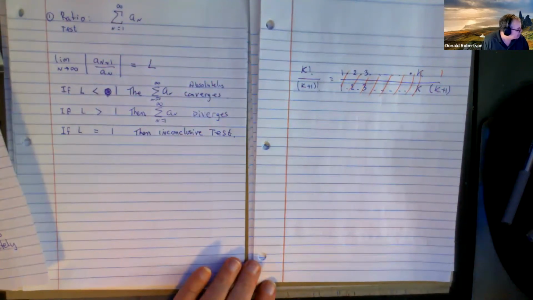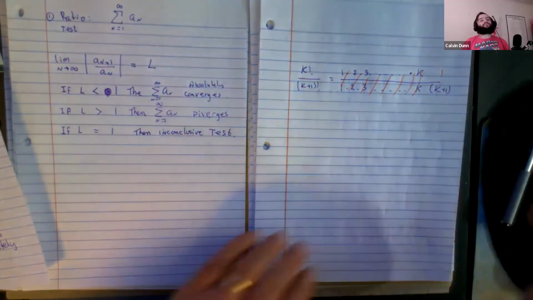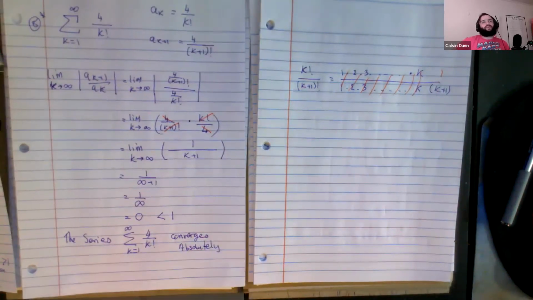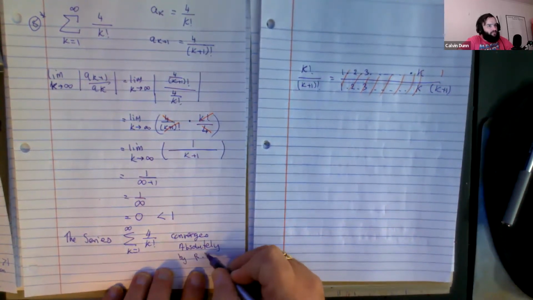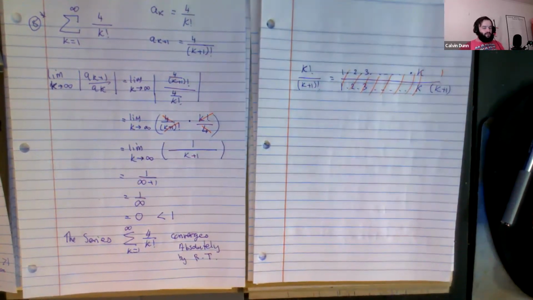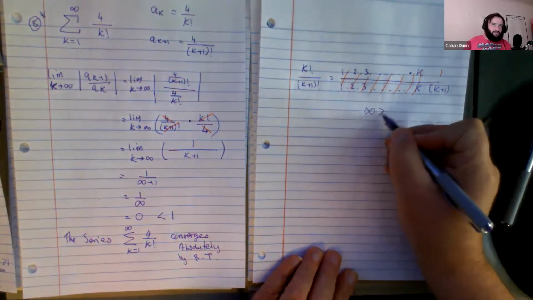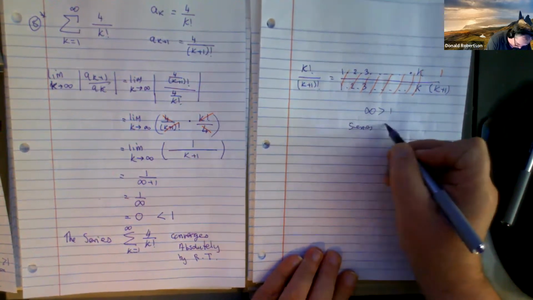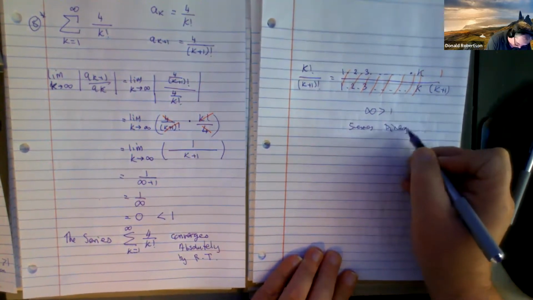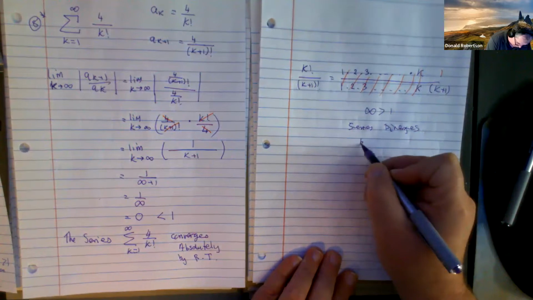Now, the next one I'm going to do has a bit of everything. Yes. Professor, real quick, if we had a question like that on the final, if we get to the part where it's comparing infinity to 1, can we just write that infinity is greater than 1, so it clearly diverges? You would say that, and then you would say something like series diverges, and then you would do.